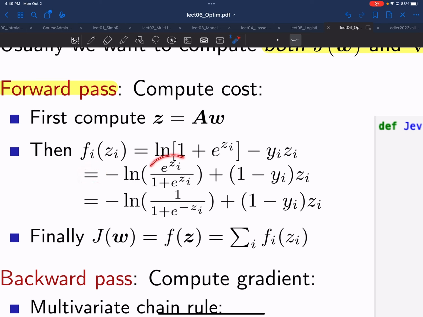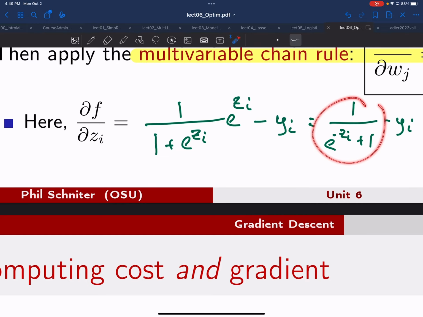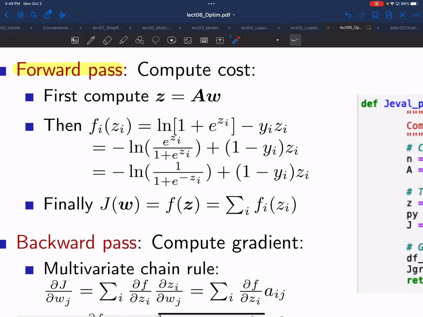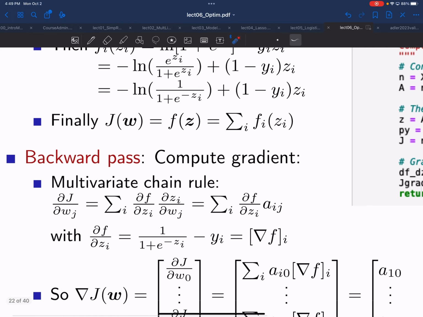The reason I made this is because we know that we can then simplify this down to this, which is exactly the thing we need to compute over here. So that means we can compute it once, and then we get to use it twice. Okay, so that's the first thing. We'll go through the code in just a moment.